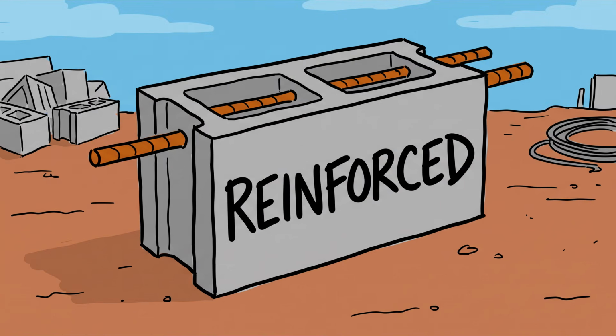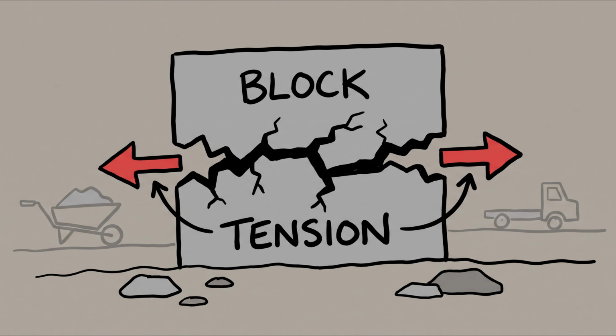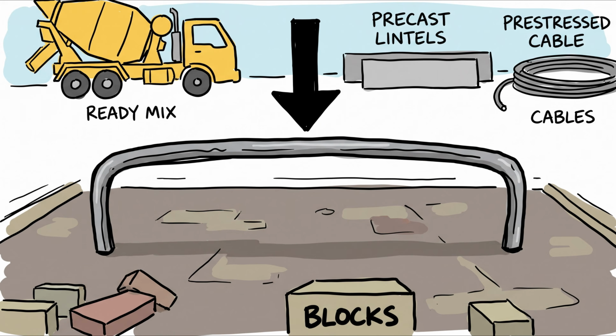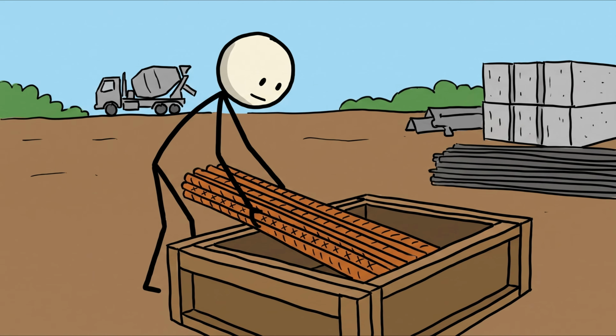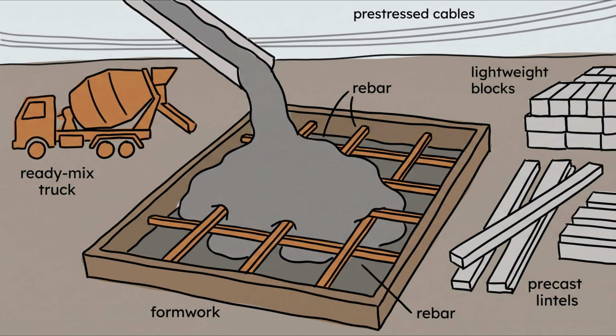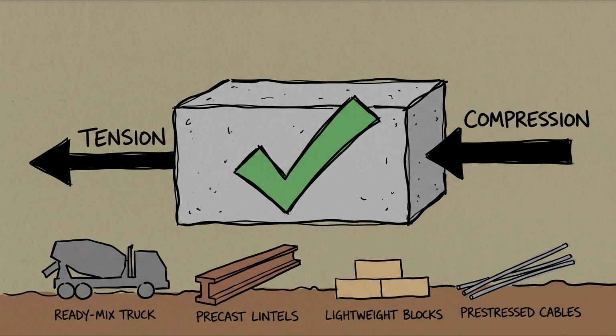Number 3. Reinforced concrete. Plain concrete handles compression, but cracks under tension. Steel handles tension, but buckles under compression. Put them together, and you get a material that handles both. Steel bars called rebar get placed inside the formwork before the concrete is poured. The concrete sets around the steel and bonds to it. Now you've got a single material that won't crack when pulled and won't crush when pushed.